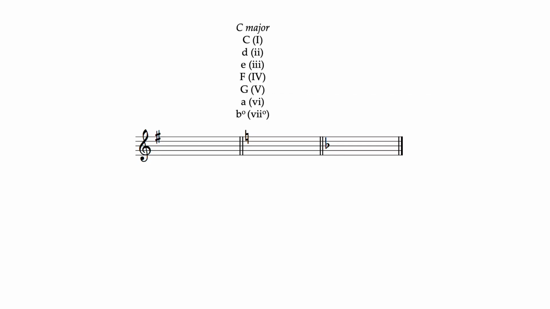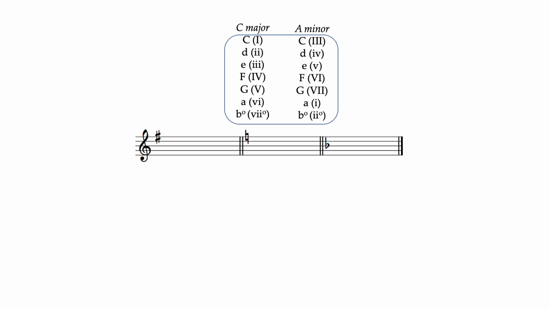So let's compare C major and A minor. We know that these are relative key areas. They share the same key signature. And we know that they virtually have the same genetic makeup when the leading tone is not evoked in A minor. So therefore, we have a lot of common ground here.